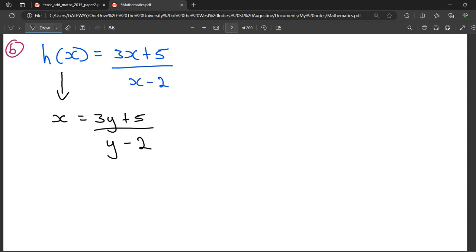Then the next step is to solve for y. Now I can write x as a fraction, x all over 1. Because if I have the number 2, I could write 2 as a fraction, 2 all over 1. If I have the number 10, 10 as a fraction is 10 all over 1. 10 divided by 1 is 10, 2 divided by 1 is 2, x divided by 1 is x. So I write x as a fraction, x over 1.